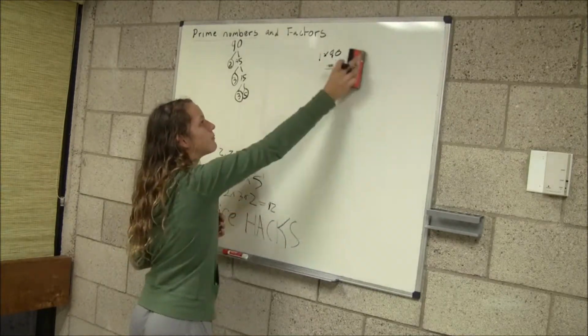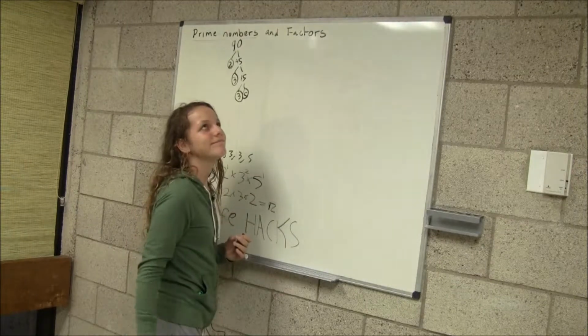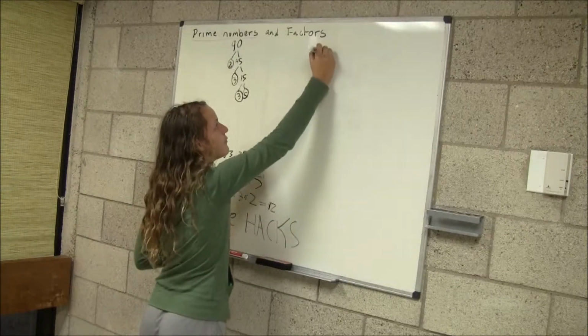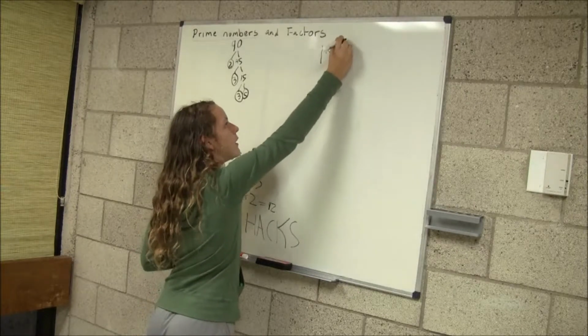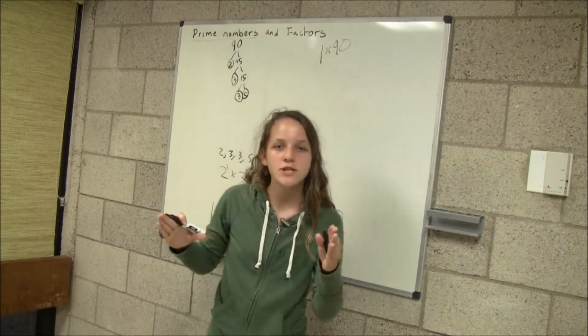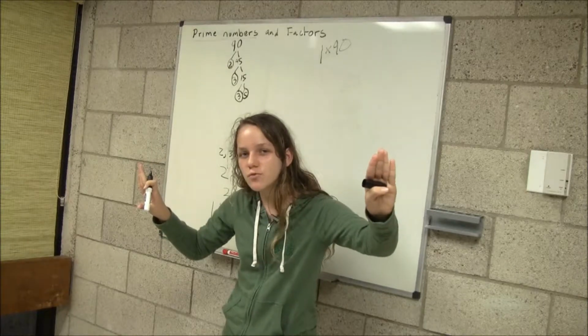So, we should make sure that we discriminate them, because no, we shouldn't do that in real life. So, 1 times 90. And never discriminate people in real life, okay? Just don't.